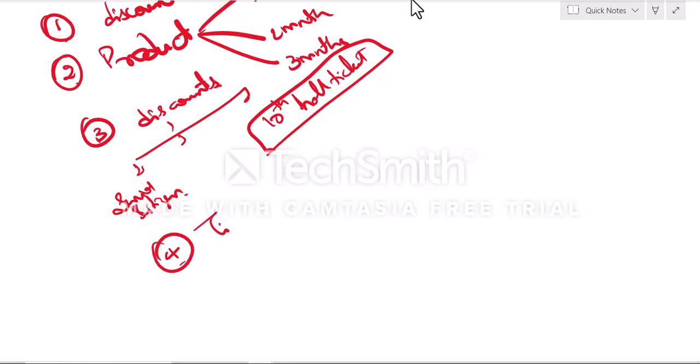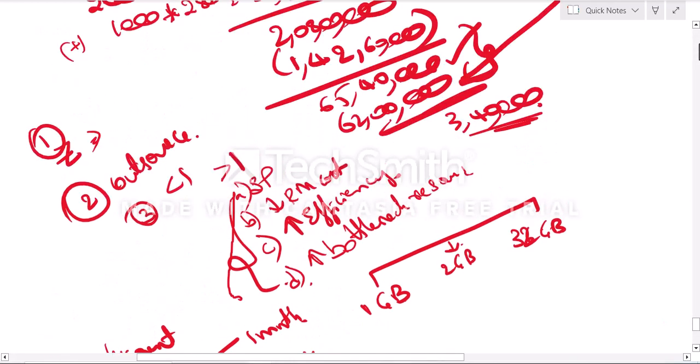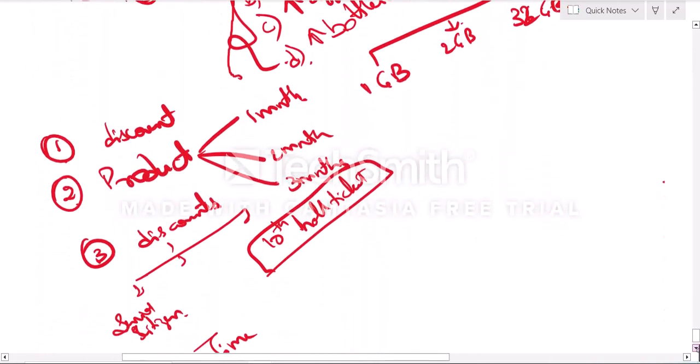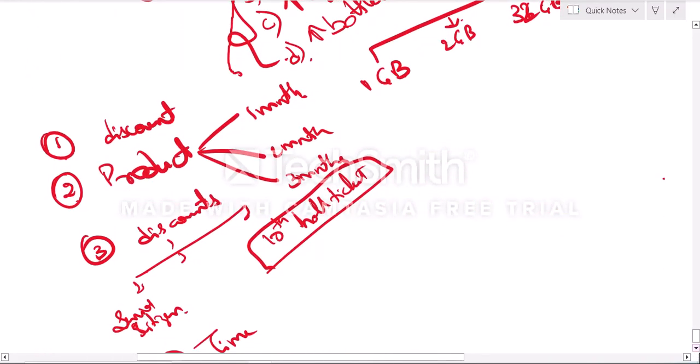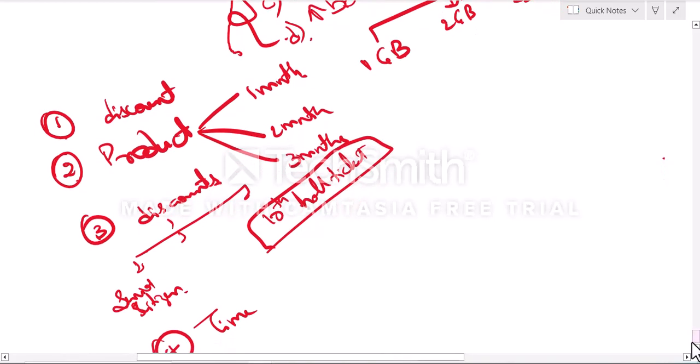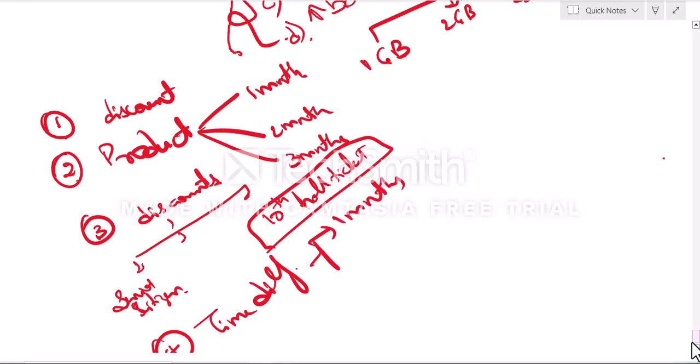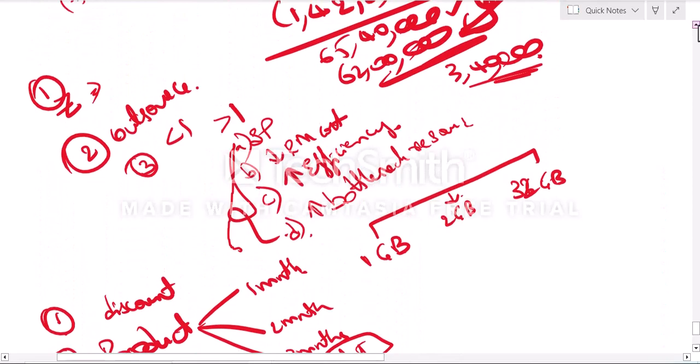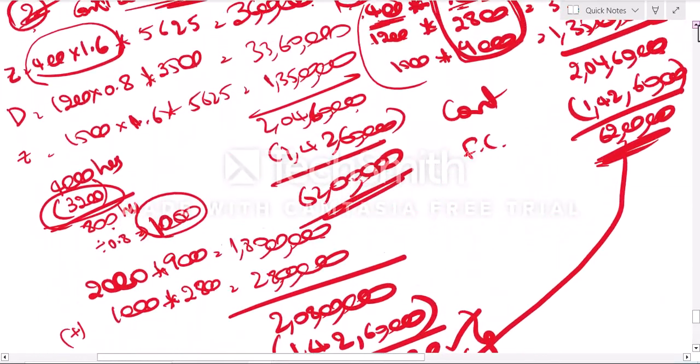Time difference. I think I have told this in the first one only. No, I haven't told. So, time difference: if we take a 1 month subscription, there will be one charge, or if we take a 6 month subscription, there will be another charge. Like that, if we give more offers, it will be beneficial for customers as well as the suppliers.